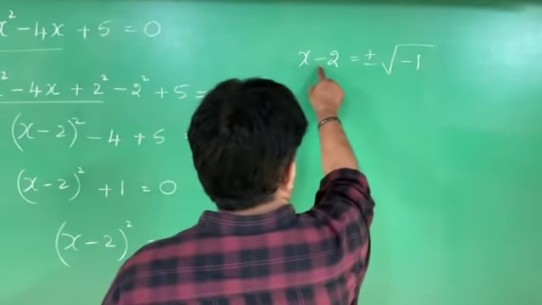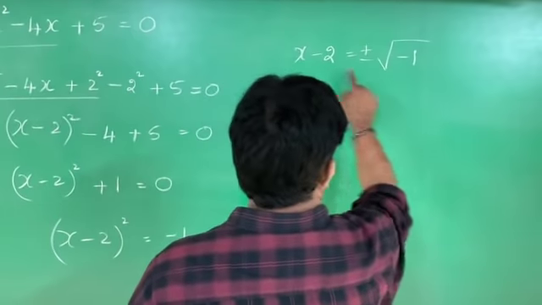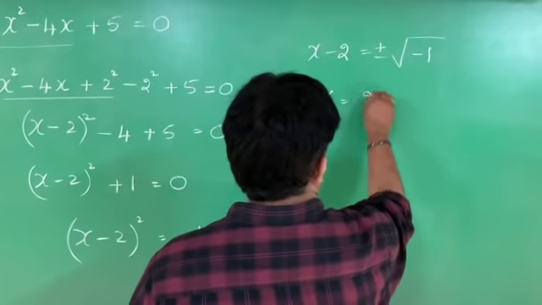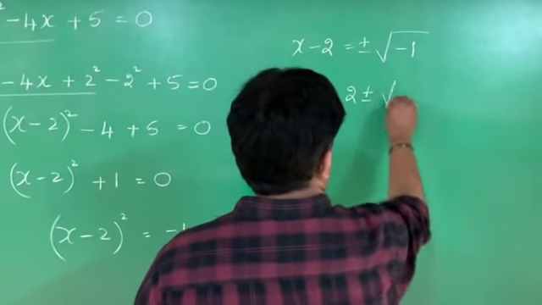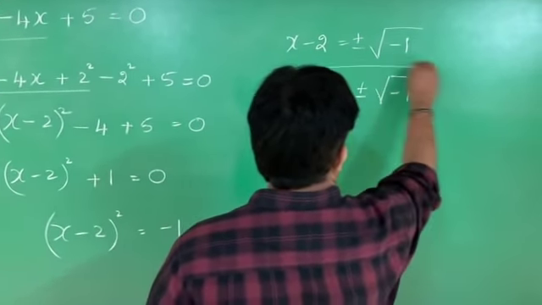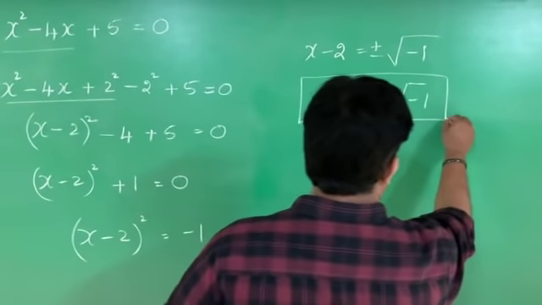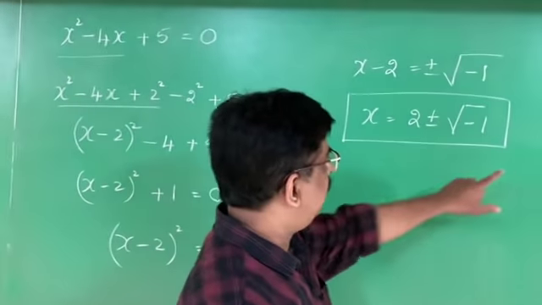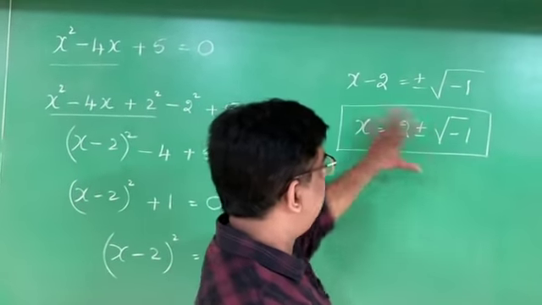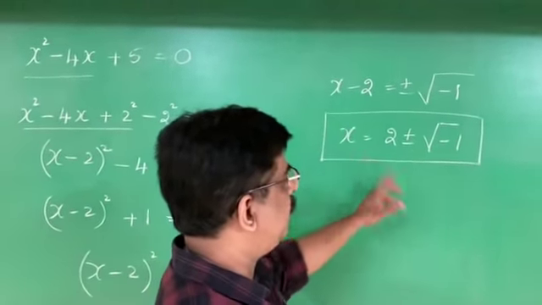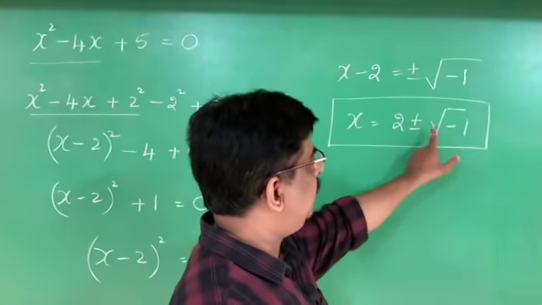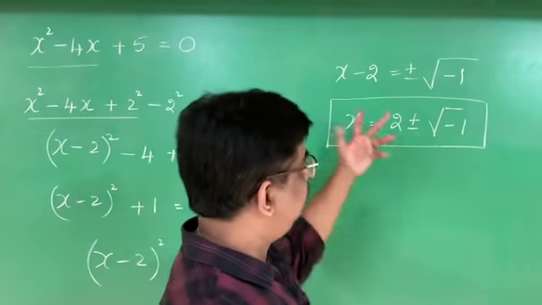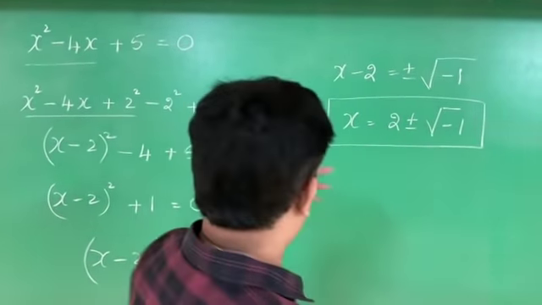Then, x minus 2 is equal to plus or minus root minus 1. This minus 2 to transfer to that side. X is equal to 2 plus or minus root minus 1. This is the roots of the quadratic. Why? Because 2 plus root minus 1 and 2 minus root minus 1 are the two roots of this quadratic equation. Since there is a minus sign inside the square root, this root is an imaginary root, non-existing root. See, this is how simple it is.